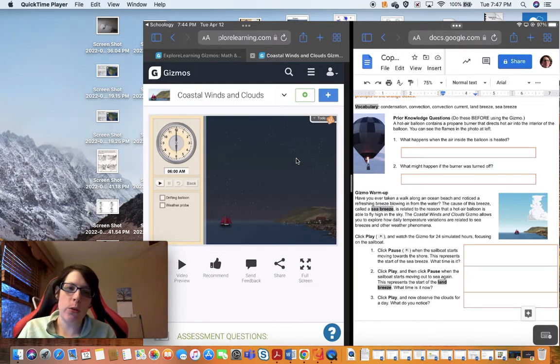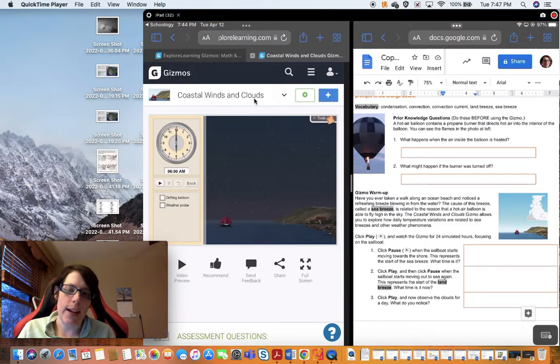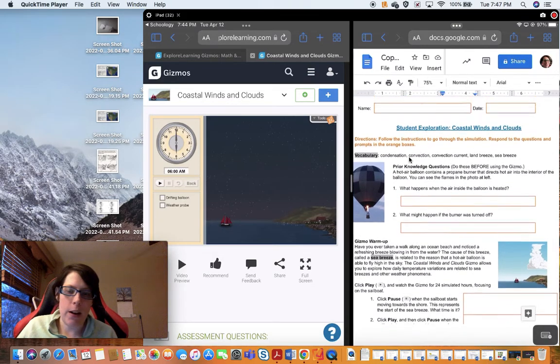So we are going to do the coastal winds and clouds gizmo today. I already have the gizmo pulled up and my Google Doc pulled up, and I've got split screen.